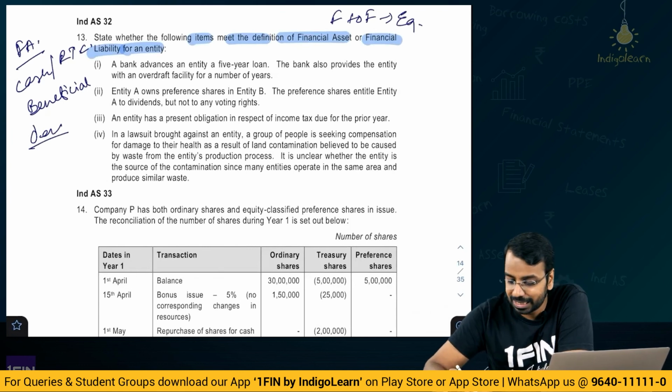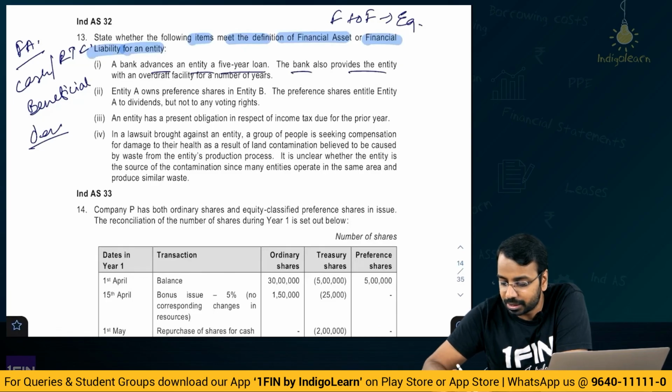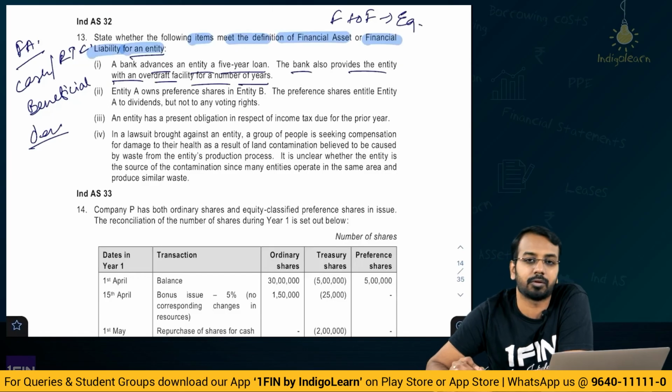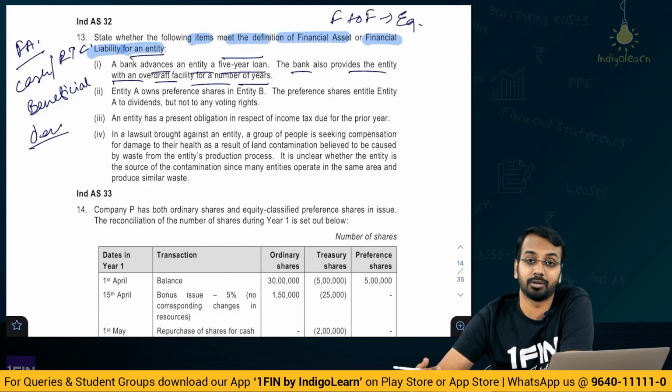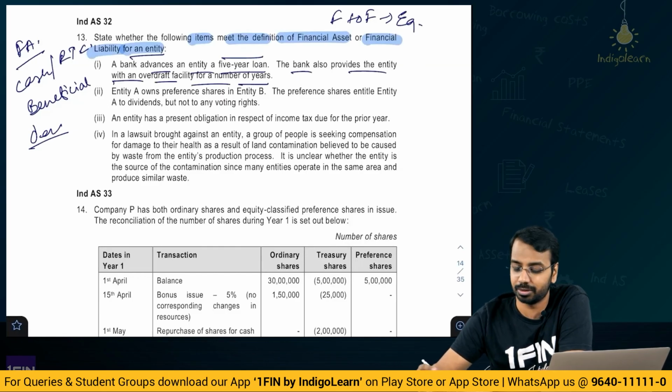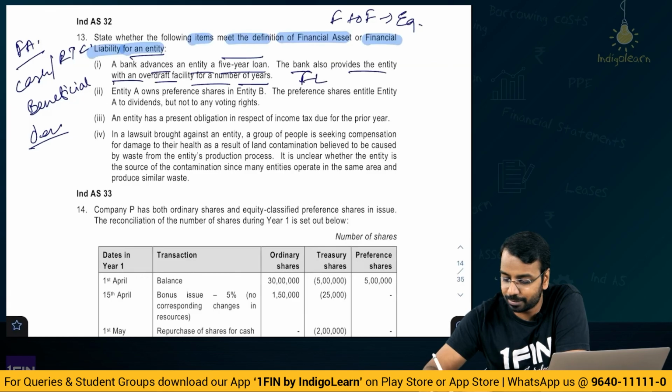Quick summary. A bank advances an entity a 5-year loan. The bank also provides the entity with an overdraft facility for a number of years. Now, for an entity, here the bank advances a 5-year loan. So, you have received a loan. There is an obligation to pay cash. Hence, it is a financial liability.